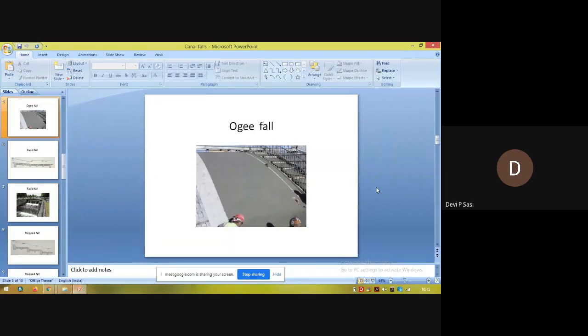And this photograph shows an ogee fall. It consists of gradual convex and concave curves to provide a smooth transition of water.